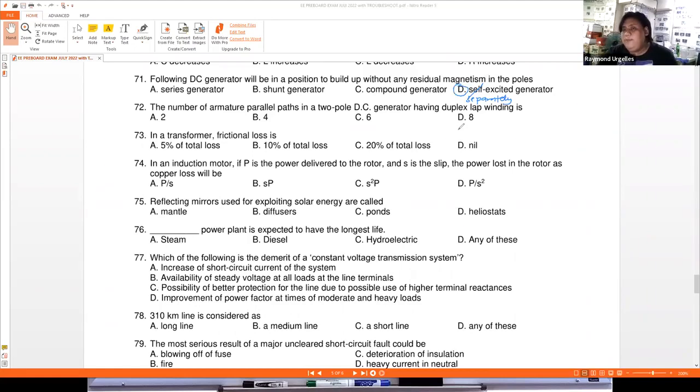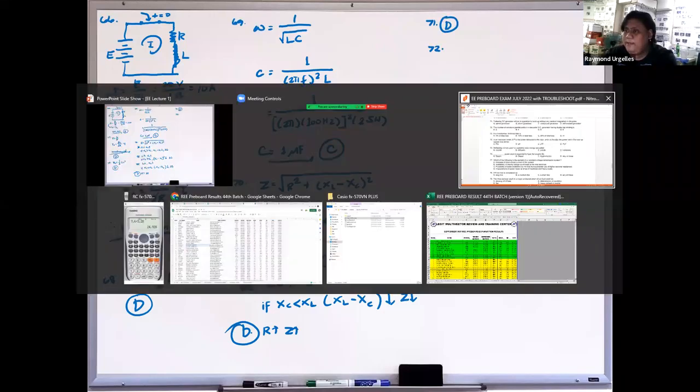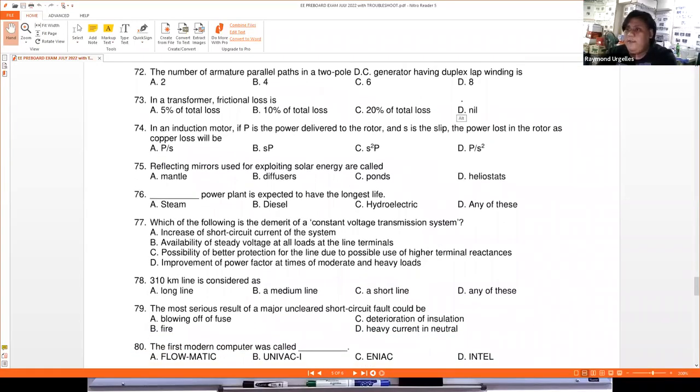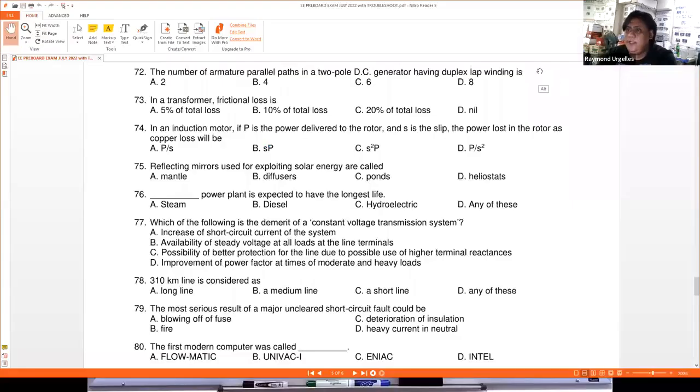The number of armature parallel paths in a two-pole DC generator having duplex lap winding. This is number 72. So again, 71 is letter D. This should be separately excited, pero somehow dun sa libro, self-excited yung nakalagay, kaya yan yung napalagay dun sa pre-board exam. So number 72, we have duplex lap. So yung formula natin, duplex, number of poles is 2, so then this is equal to 4. Kaya yung sagot natin dito is letter B.